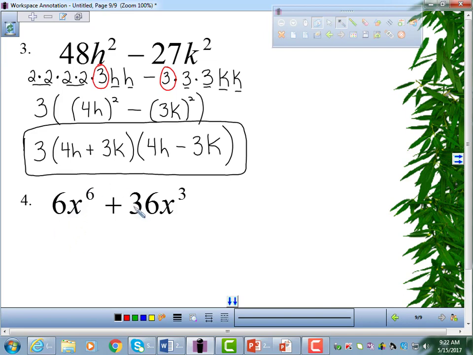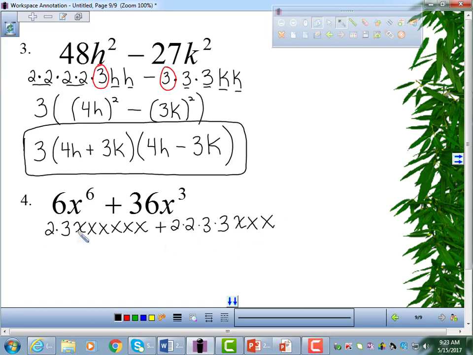Two terms, you do have a plus sign. We have 2 times 3 and then x to the power of 6. Two times 2 times 3 times 3. 6 times 6 is 36.